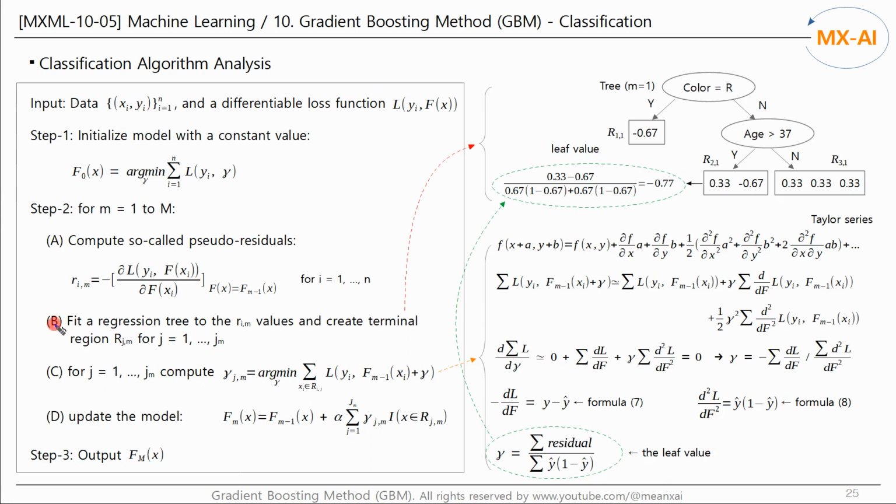In step B, we fit a regression tree to the residuals calculated above. Here's the tree we created in the previous video. And we create terminal region, capital R, in this tree. The terminal region refers to leaf node. The first subscript j is the leaf node number, and the second subscript m is the round number. Step C calculates the leaf value, gamma, for all leaf nodes.